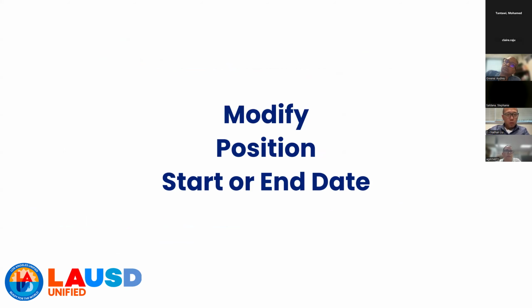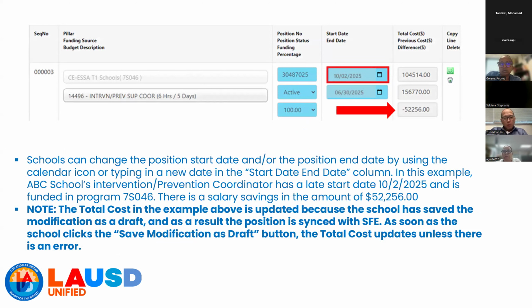And now let's cover modify position start or end date. So you may have a late start position. Your schools can change the position start date and or the position end date by using the calendar icon, or you can simply type it in your start date and end date column. So in this example, ABC School's Intervention Prevention Coordinator has a late start date of October 2nd, 2025, and it's funded in Program 7S046. And we're showing you a salary savings in the amount of $52,256. And again, we show those as a negative.